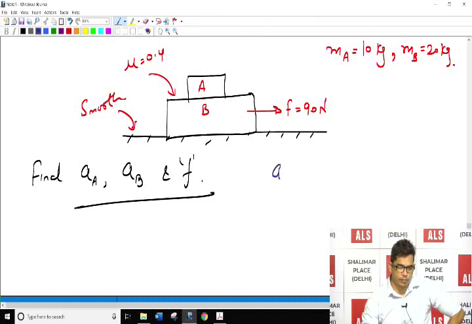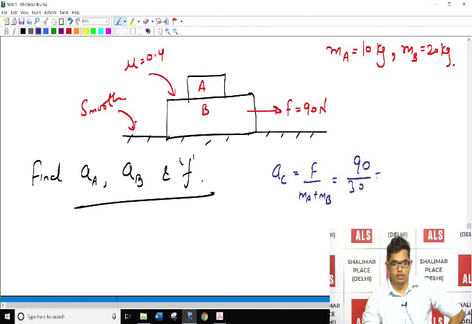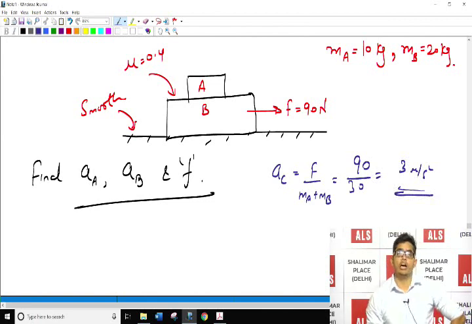First of all, find the common acceleration, assuming they are moving together. That is your first step. So, force is 90, alright. So, 90 divided by 10 plus 20, 30. So, acceleration is 3 meter per second square. This is the common acceleration, assuming they will both move together. Once we have calculated the common acceleration, we have to check whether the friction can support this value or not.